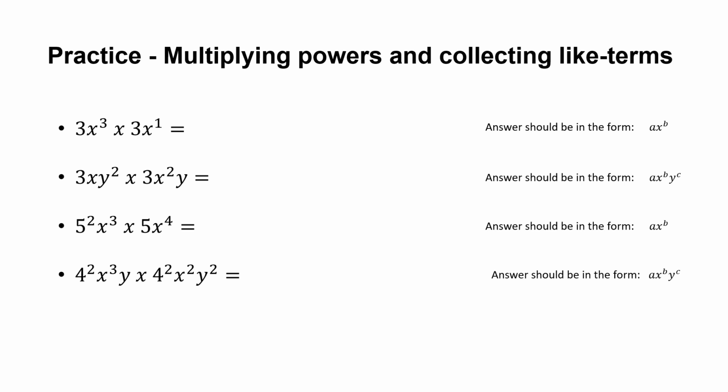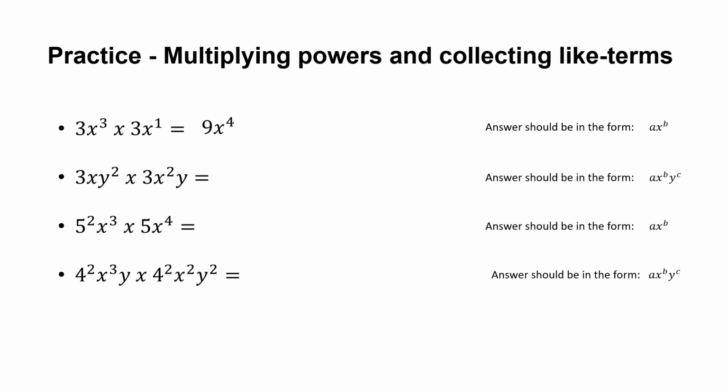So starting from the top, we have 3x cubed times 3x to the power of 1. Well, let's move our number terms over to the left hand side. So these will be the 3 and the 3. And we'll move our x terms to the right hand side. So this will be the x cubed and the x to the power of 1. 3 times 3 is 9. And then we have x cubed times x to the power of 1. Using the rules we've discussed so far, we simply add the exponents and we get x to the power of 4. So the answer you should get for this is 9 times x to the power of 4.